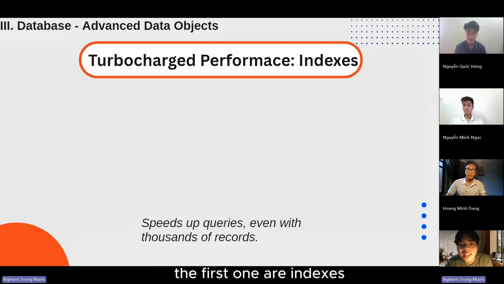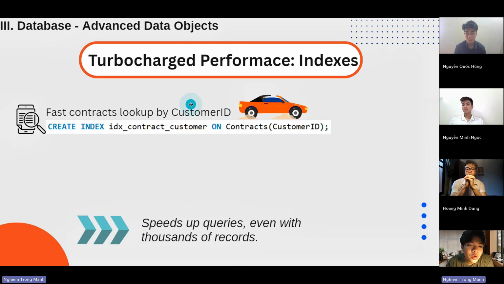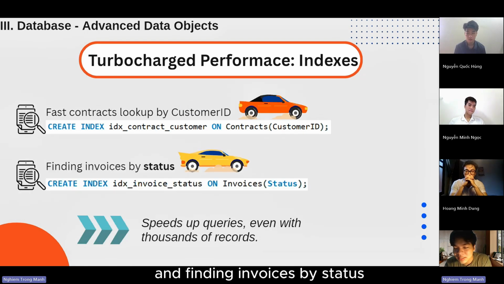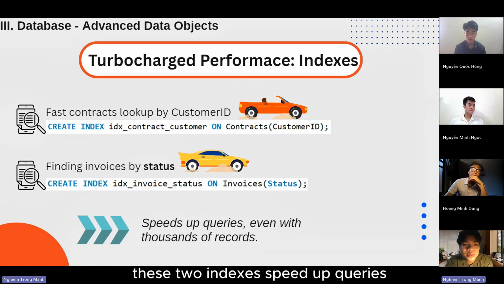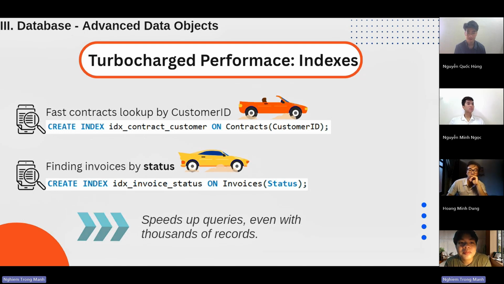The first one is indexes. We have two indexes in this case. The first one is to look up contracts by customer ID, and the second is finding invoices by status. These two indexes speed up queries, especially in large databases with thousands of records.